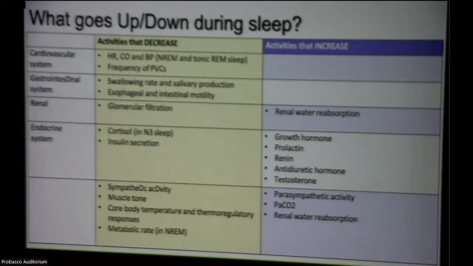the testosterone deficiency that can happen in patients with obstructive sleep apnea and sleep deprivation in general, and important, particularly for children, and also, of course, for systemic repair in adults. We have an increase in growth hormones in addition to prolactin and renin increases.